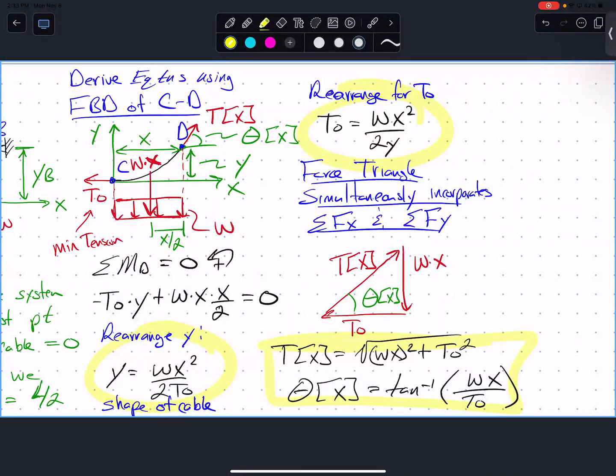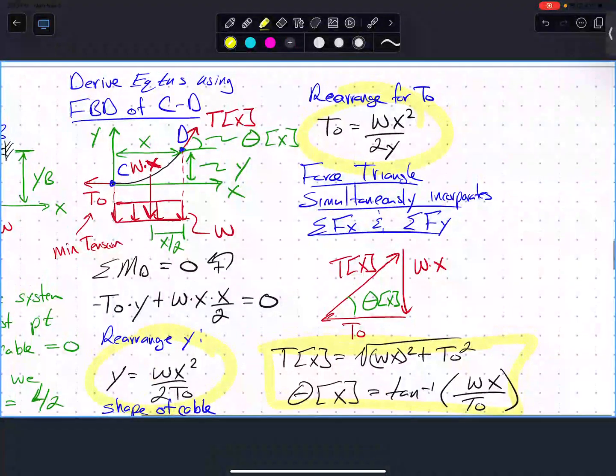Which we can use in place of FBDs. We actually can just go right in and say, okay, I'm just going to use the equations. I'm just going to use these relationships to solve our problems without even doing any of these FBDs. Any questions?